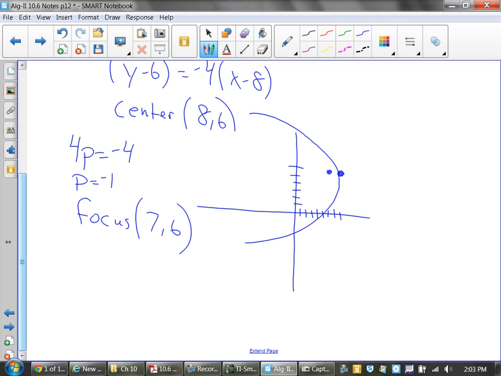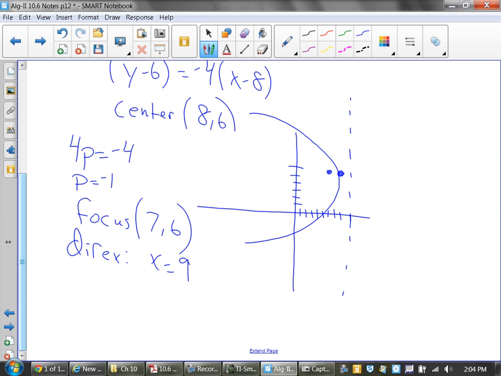The other part on the parabola that we have to label then is just the directrix. The directrix was the opposite of p. What's the opposite of p? 1. So it's 1 more to the right. Remember, it's a vertical line in this case. At x equals 9. And that's what you're going to be completing out.